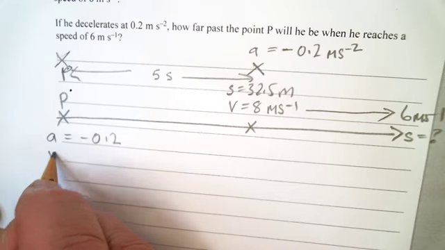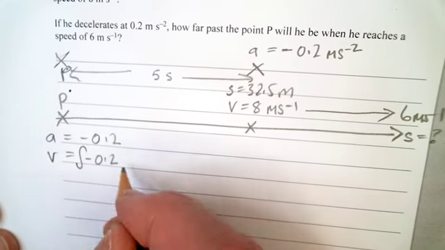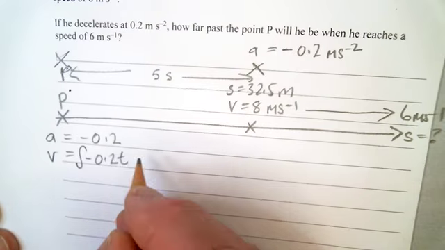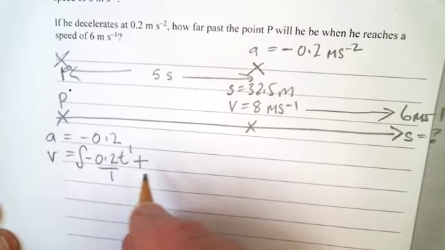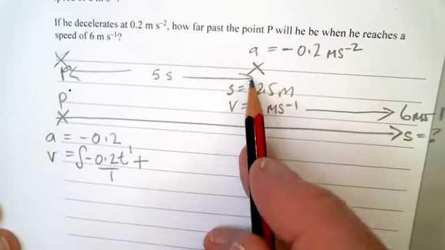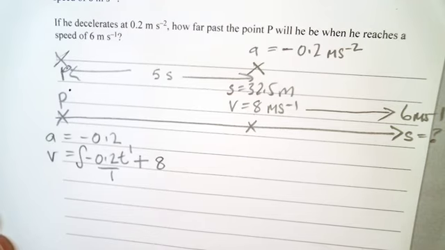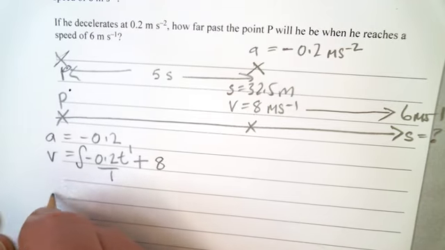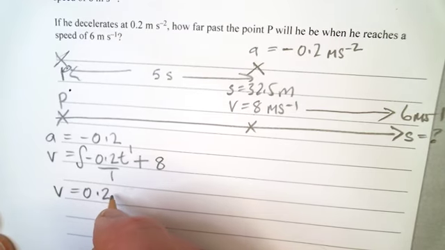So the velocity is going to equal the antidifferential of negative 0.2: increase the power of t by 1 and divide by the new power, plus a constant. Was there an initial velocity at this point when all this started? Yes, there was. V was equal to 8.